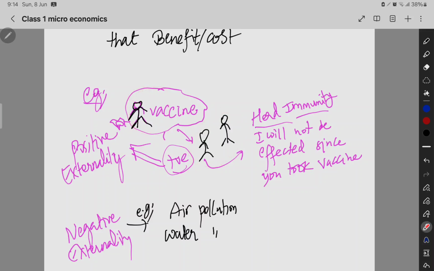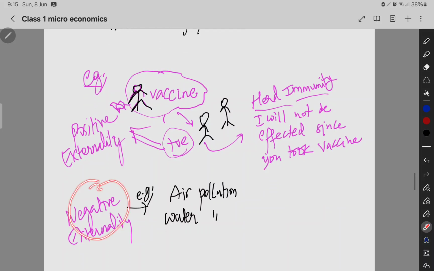Okay, I think you got my point. If I take the vaccine, then everyone in my surroundings is healthy. This is called herd immunity, and these people will not be affected because I took the vaccine. What is negative externality?